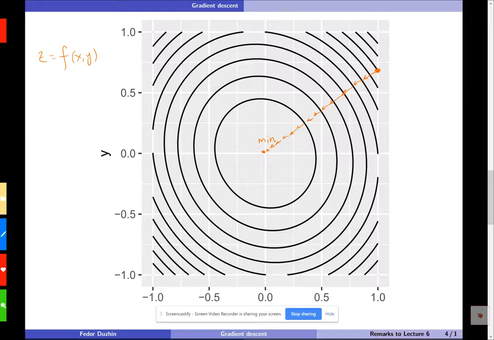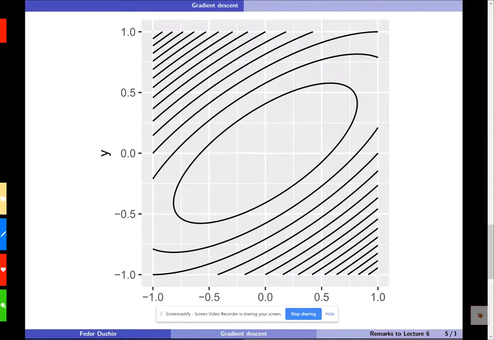Now, if our variables x and y are on a common scale, then level curves look like circles or maybe ellipses, but these ellipses have low eccentricity. Which means that the ratio of the two semi-axes is near 1. In that case, gradient descent converges very quickly, even with a large step. But let us look at a different example.